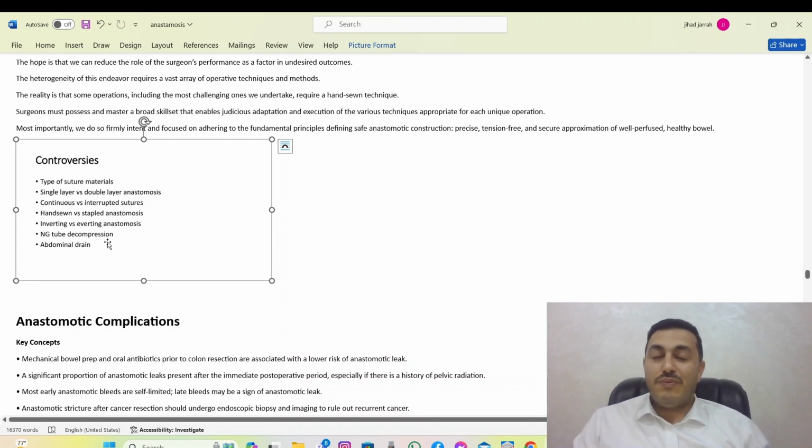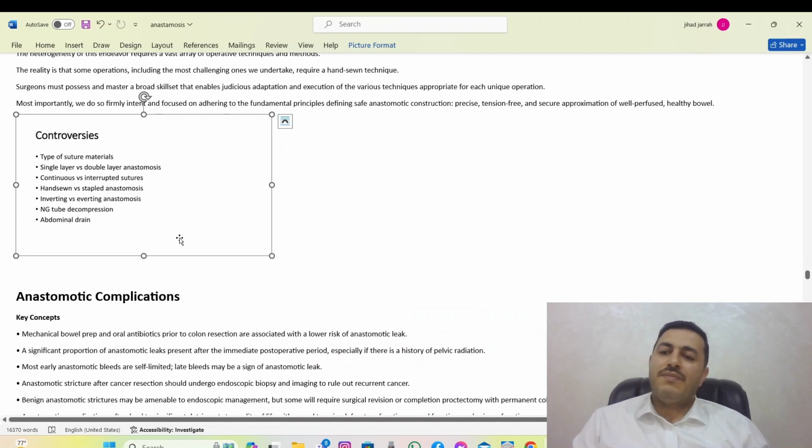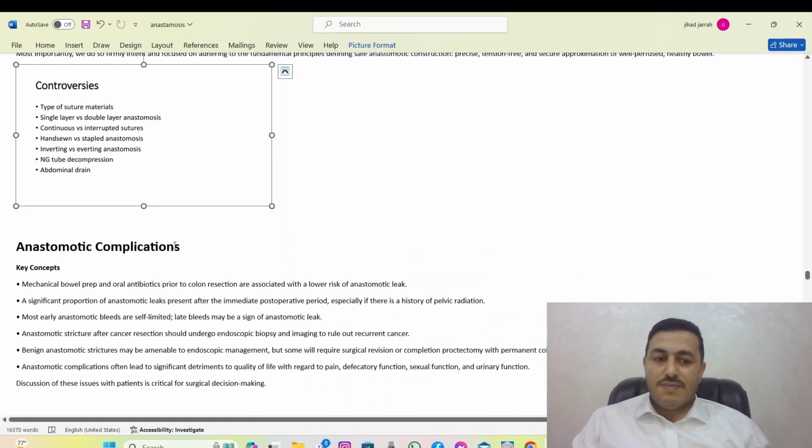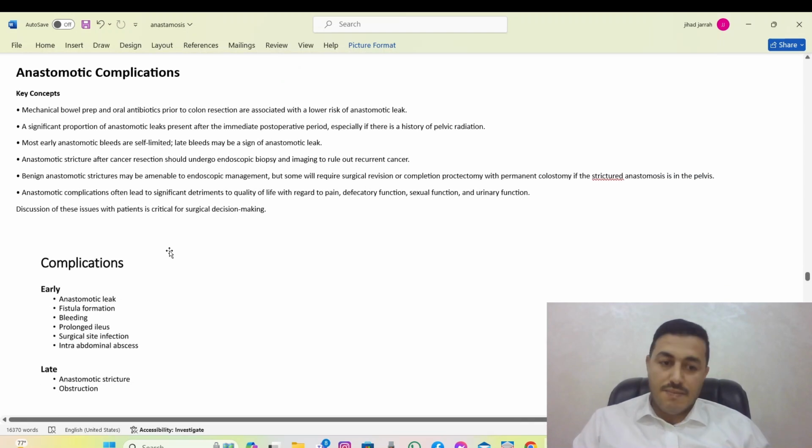NG tube decompression, if you watch the lecture of enhanced recovery, it's recommended only if there is obstruction. Abdominal drain is also not recommended in enhanced recovery after surgery. Okay, this is the end of the first part of our lecture. We move to the second part.